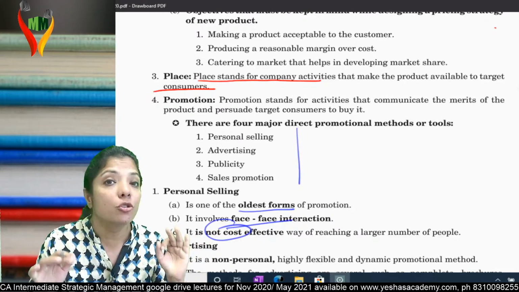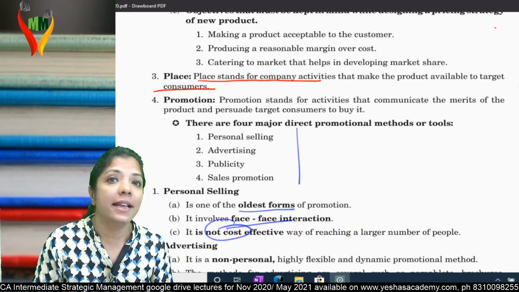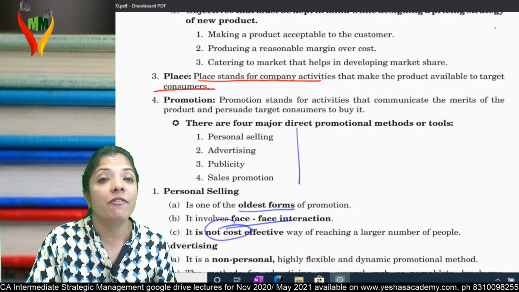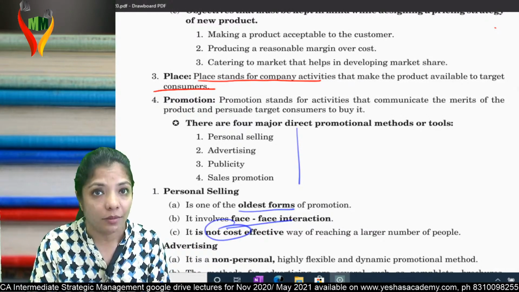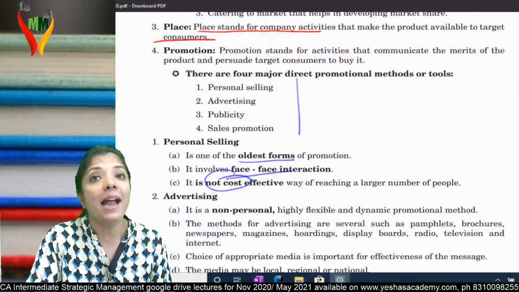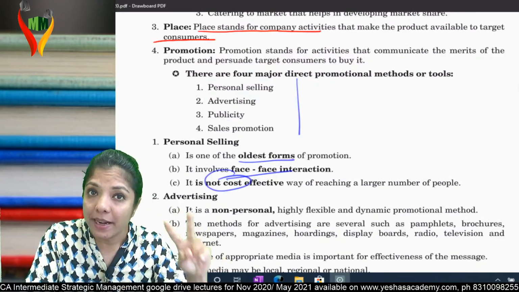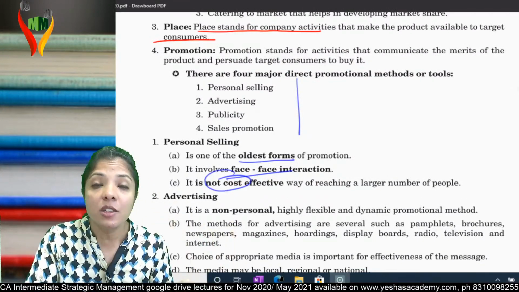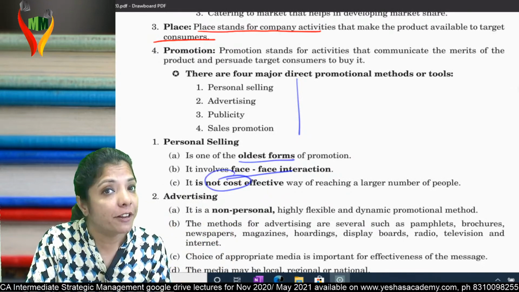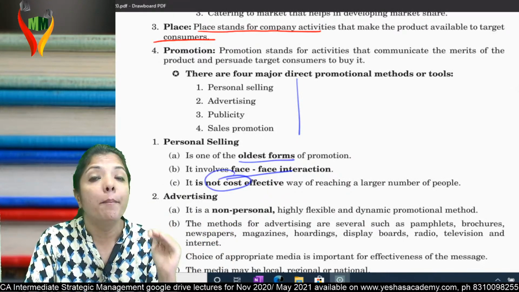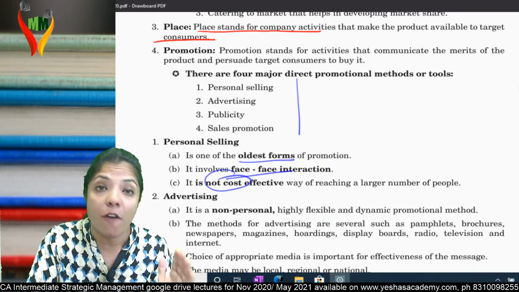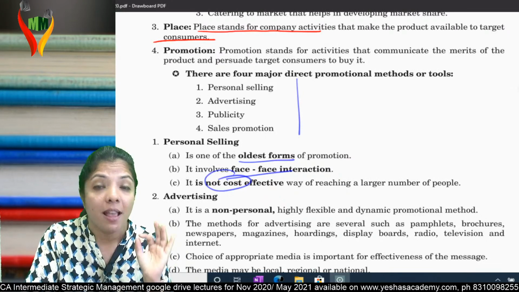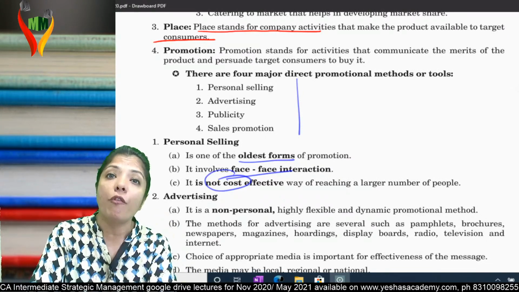Am I clear? So in today's environment, personal selling is not advisable at all. In fact, we don't entertain it at all. Next, advertisement. Second is advertisement and third is publicity. If I ask you, what is the major difference between advertisement and publicity? You have to pay for advertisement and publicity is free of cost.